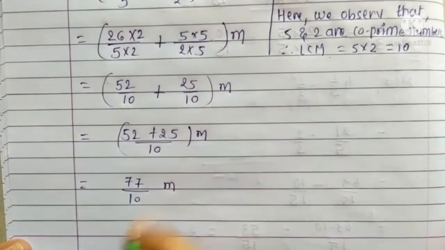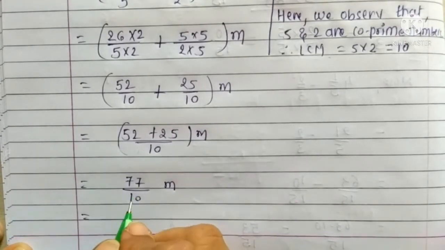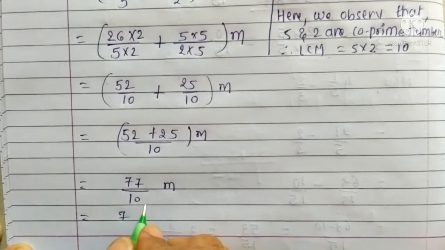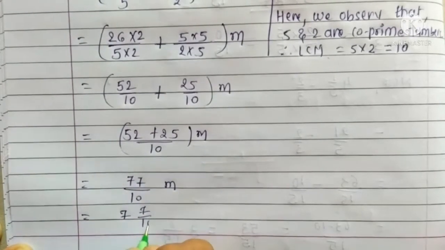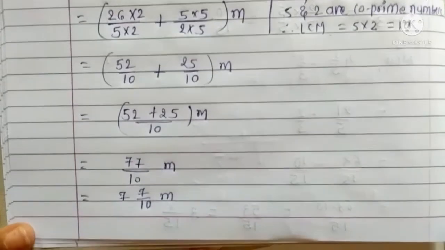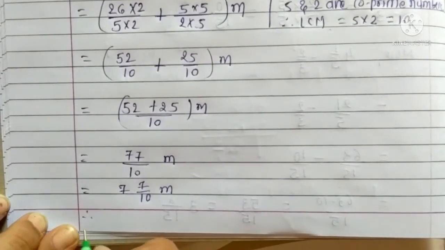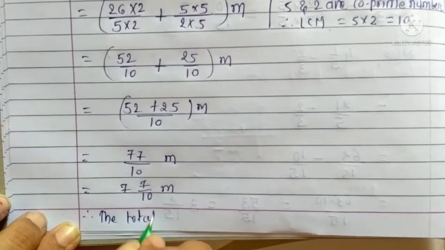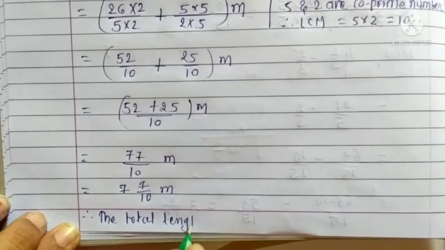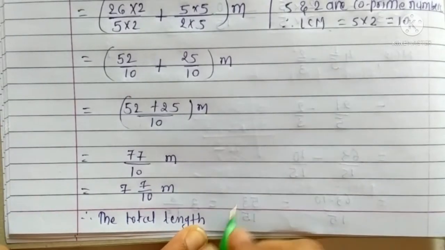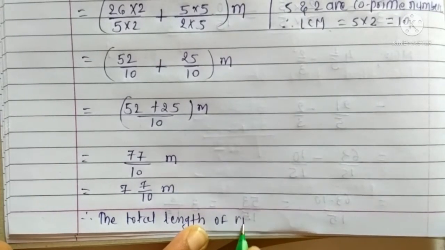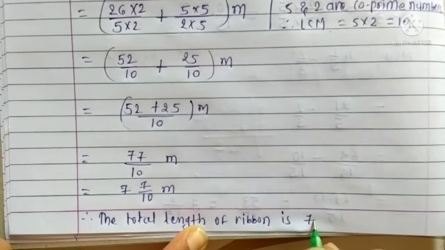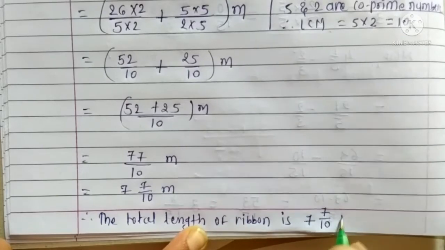This is an improper fraction, so we convert it into mixed fraction and we get mixed fraction 7 complete 7 upon 10 meter. Therefore, the total length of ribbon is 7 complete 7 upon 10 meter.